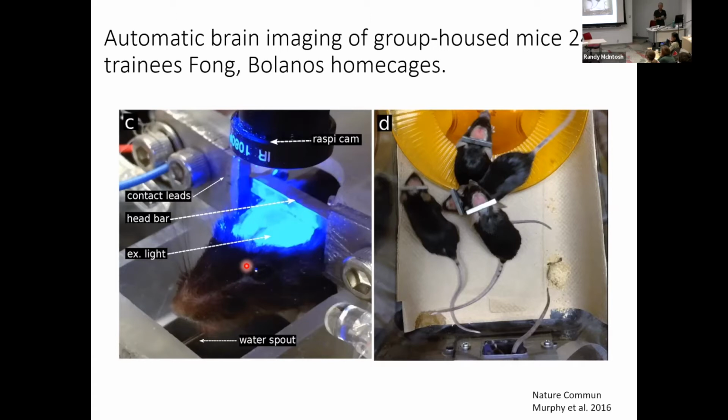They go into a tunnel and they get transiently immobilized. We image their brain, they task, they get water, they're released, and this goes on all day. And the mice are healthy. So these are the mice. They need to be immobilized. This isn't freely moving imaging.